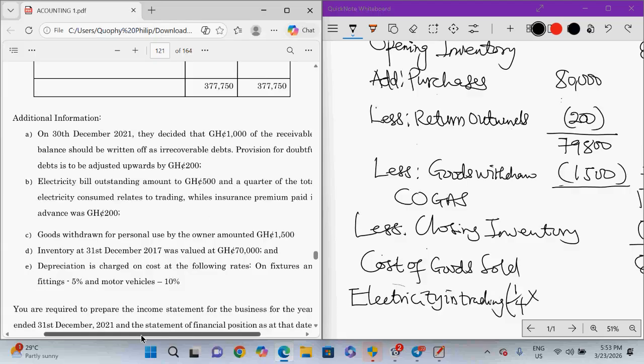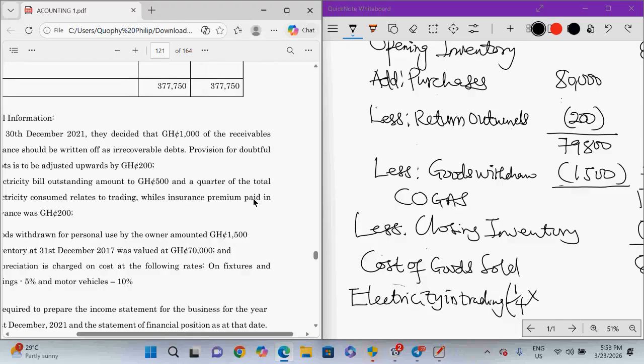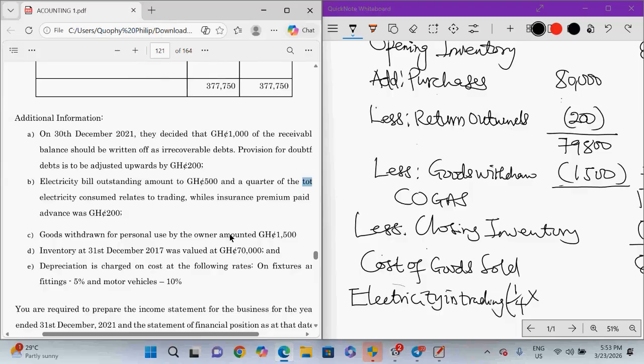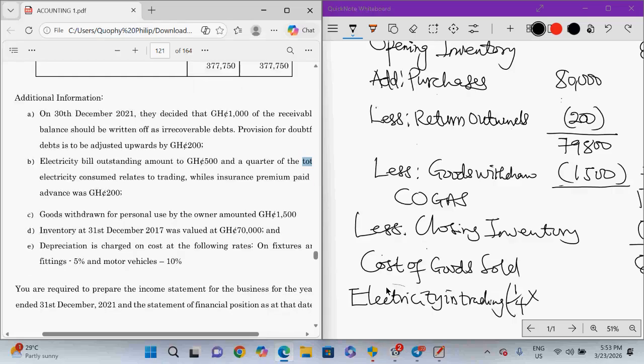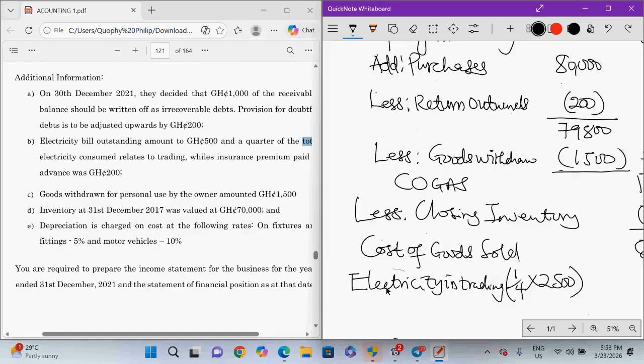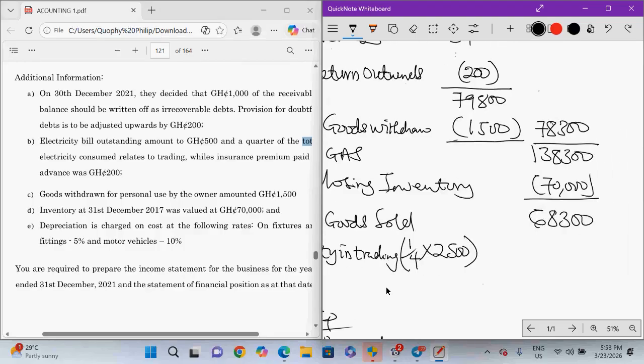They are saying a quarter of the total consumed. So it is the one in the trial balance plus the outstanding. That becomes the total, 2,500, right? Yes. So a quarter times 2,500 is 625. So what will be done to the 625?